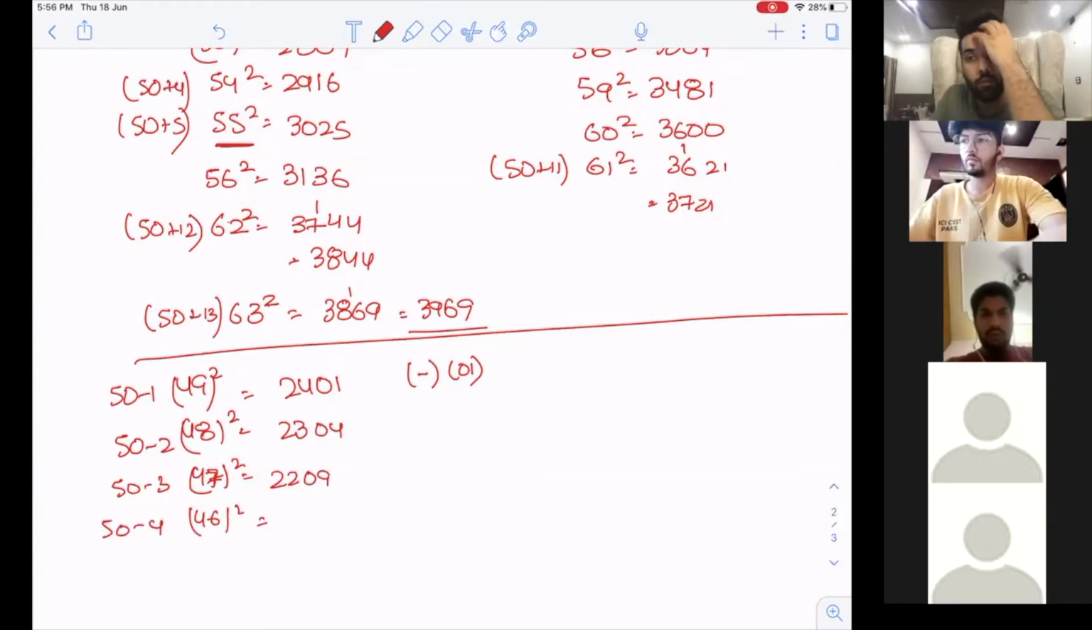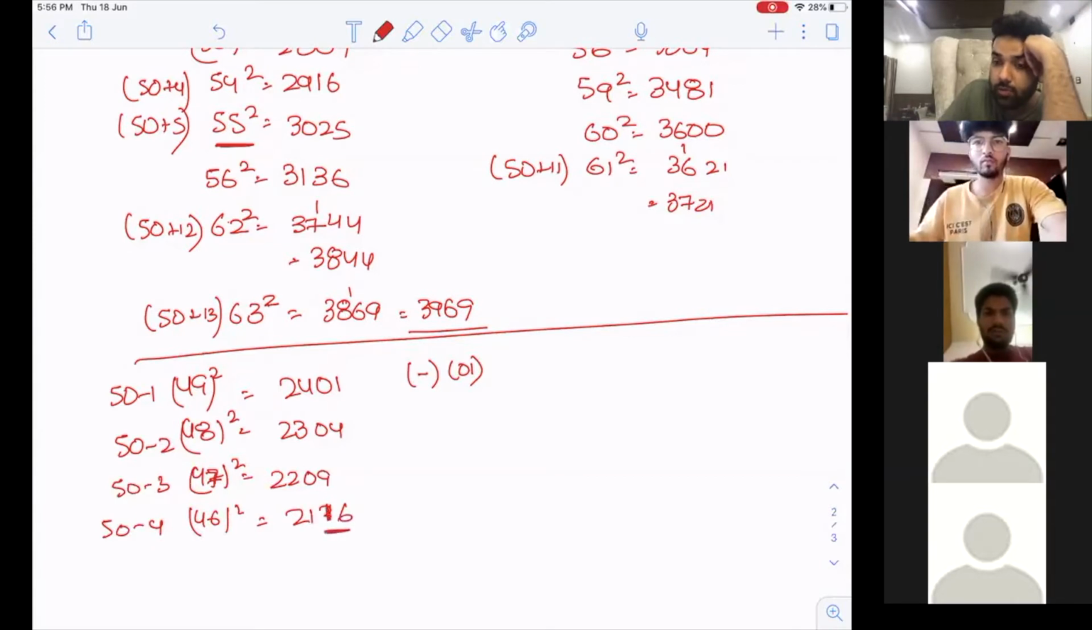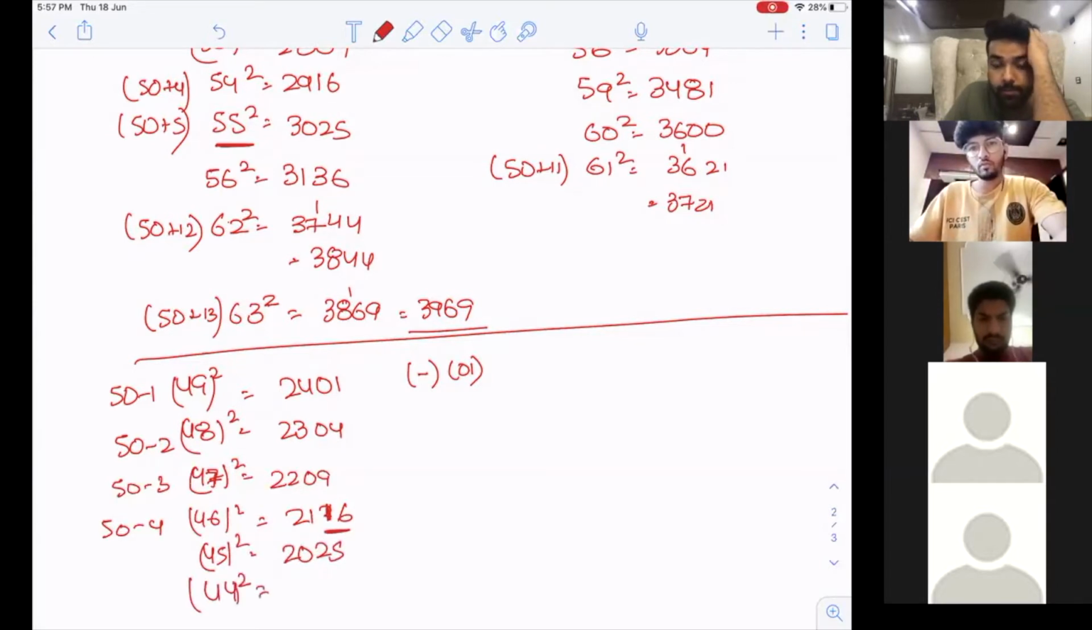46 square. Now, Rajat. Sir, 2116. Yes, what is 4 square? 16. 45 square. Niharika. It's simple. 4 into 5, 20. 5 square, 25. Let's do another. 44 square. Now you tell me quickly.